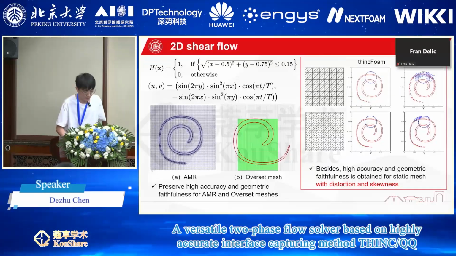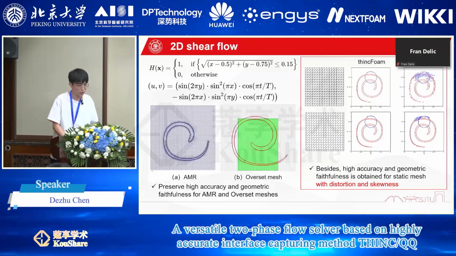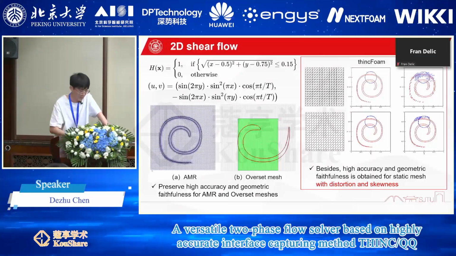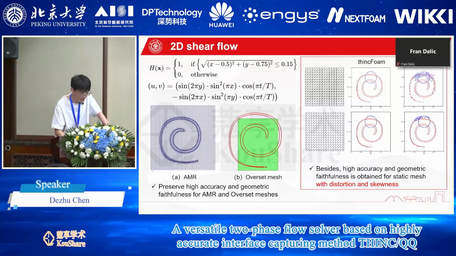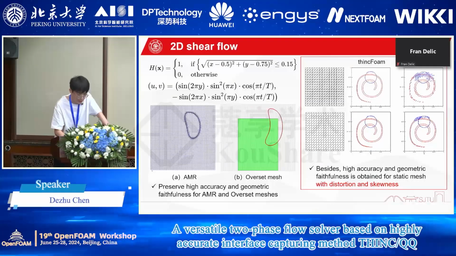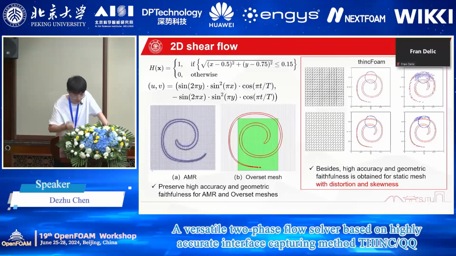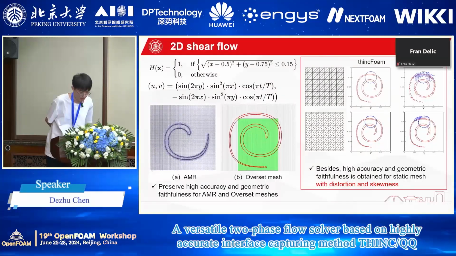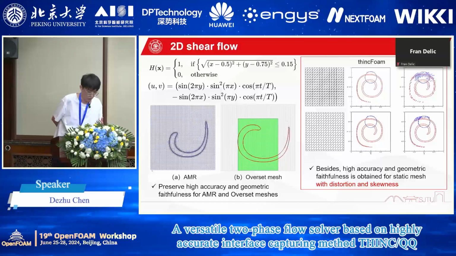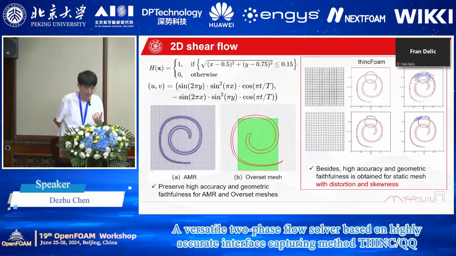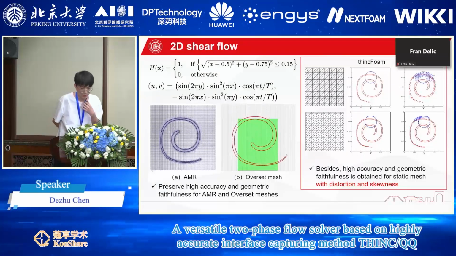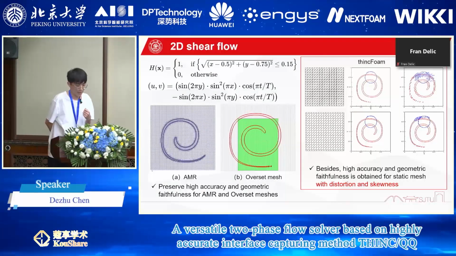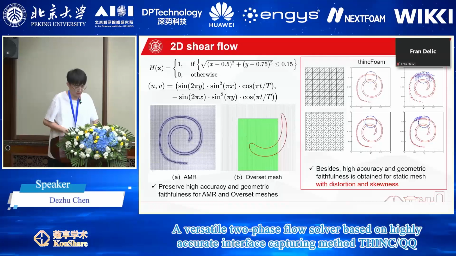Next, two different pure advection flows are conducted. This is a 2D shear flow. So we can see whether on a static mesh with high distortion and skewness, or for a dynamic mesh such as AMR and overset mesh, our solver can preserve high accuracy and geometry faithfulness.